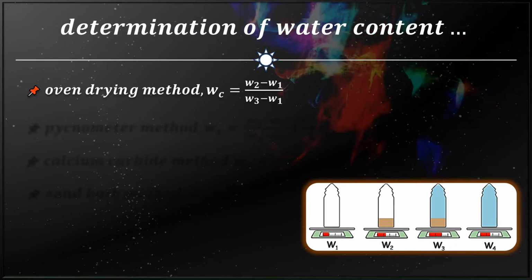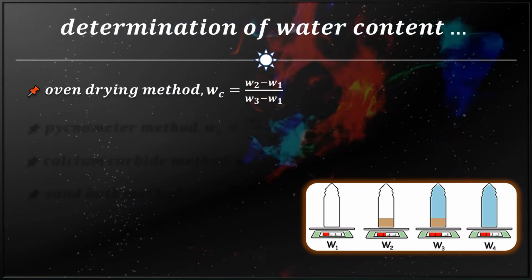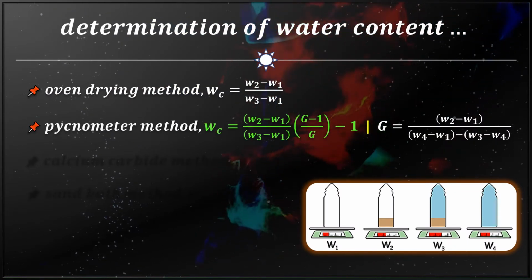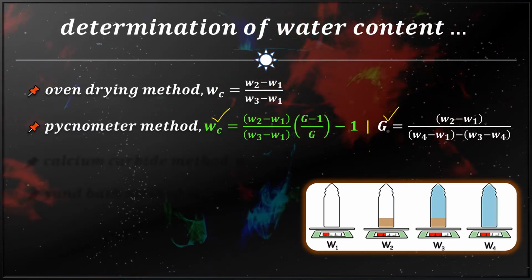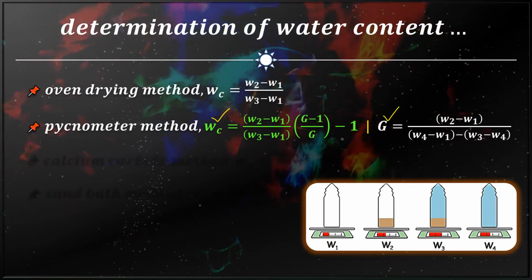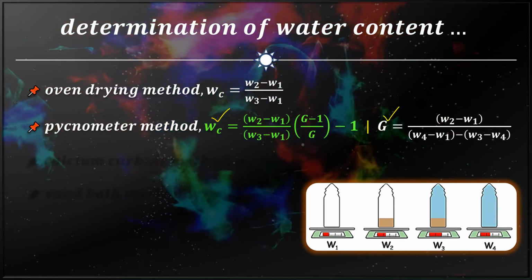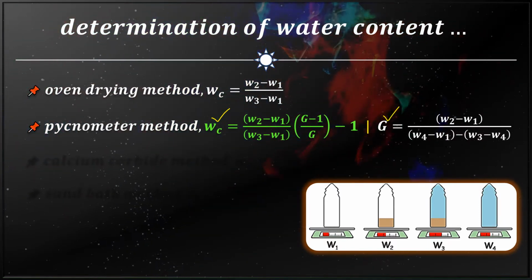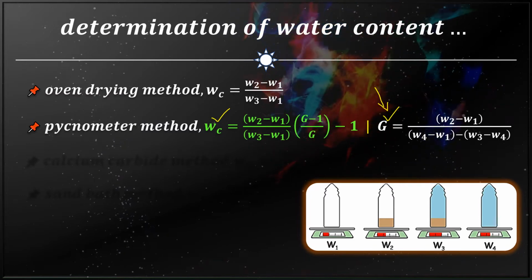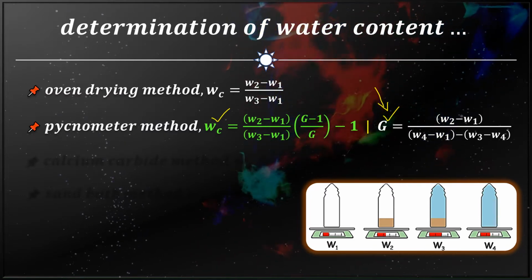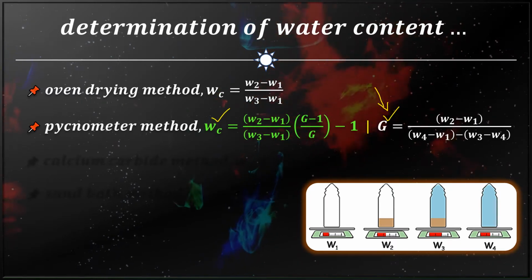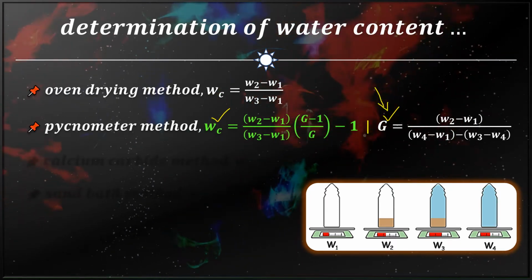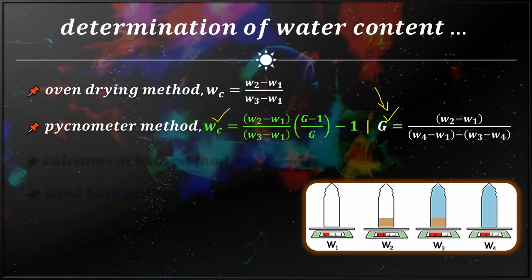And there is another important method called the pycnometer method. By using this method we can get two values, one is water content and the other is specific gravity. Both the values can be got by using this method, and first we shall see how specific gravity is got. G is equal to (W2 minus W1) by ((W4 minus W1) minus (W3 minus W2)). You can refer to this diagram to know what W1, 2, 3 and 4 are.